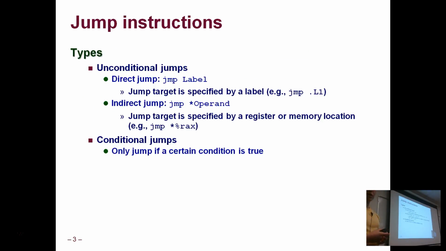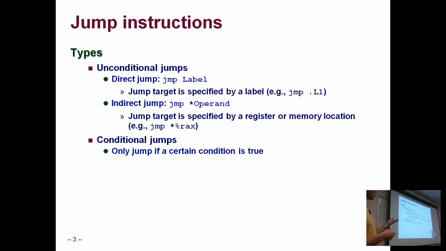In terms of jump instructions, there are two kinds. There are the unconditional ones. These are like your go-to statements. No matter what, you jump. So you can say jump to a label. This is a direct jump, assuming that you know the address at compile time where you're going to jump to.